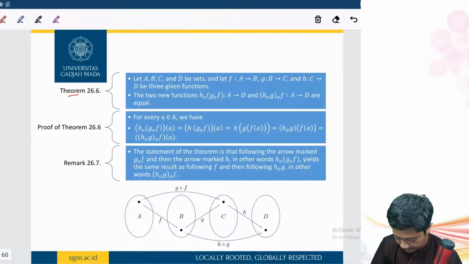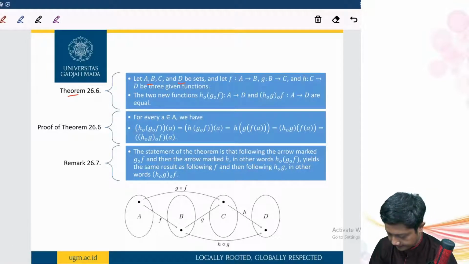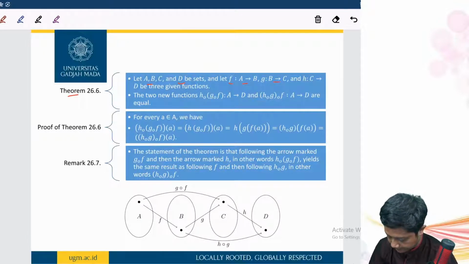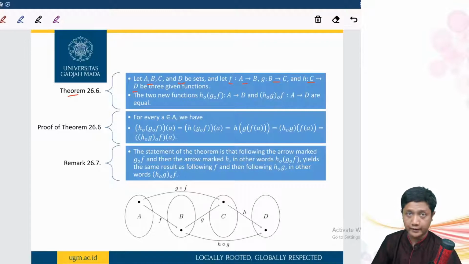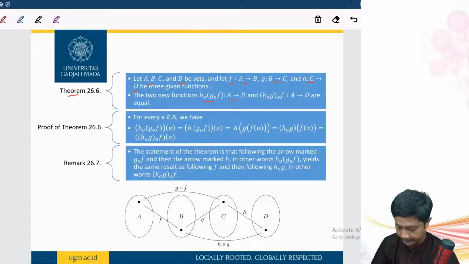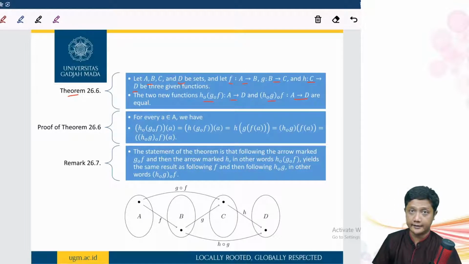And what are the properties of it? If we have 4 sets here, A, B, C, and D, then f from A to B, g from B to C, h from C to D. So we have 3 functions. Then we have here, this function is from A to D, should be clear. This function also from A to D, and they are equal. And this is usually called associative.